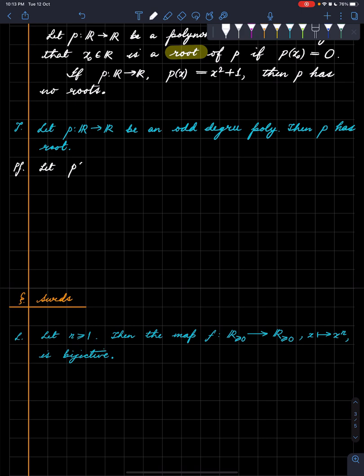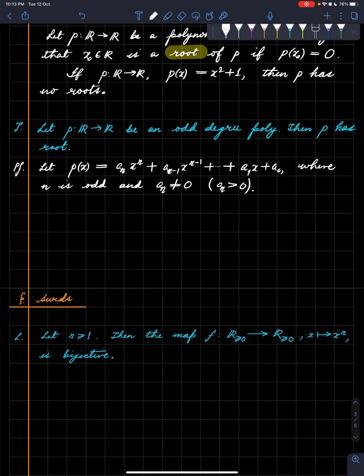Let p(x) equals a_n x to the n plus a_{n-1} x to the n minus 1 plus dot dot plus a_1 x plus a_0, where n is odd and a_n is non-zero. And in fact, let me assume that a_n is positive. Hardly matters, but just for convenience I'll assume that a_n is positive. The same proof will go for negative a_n. Okay, so what we'll do is the following.